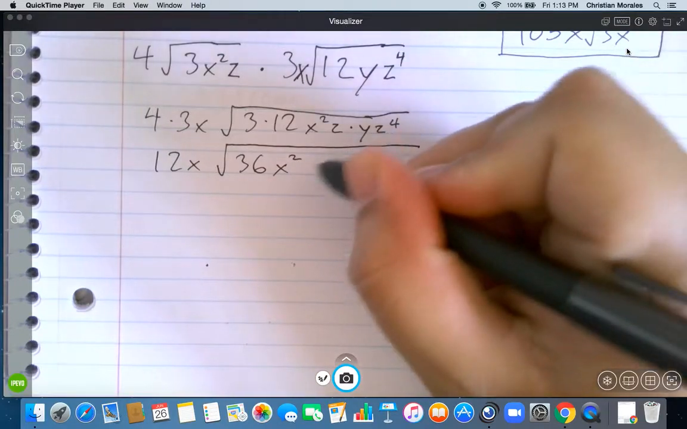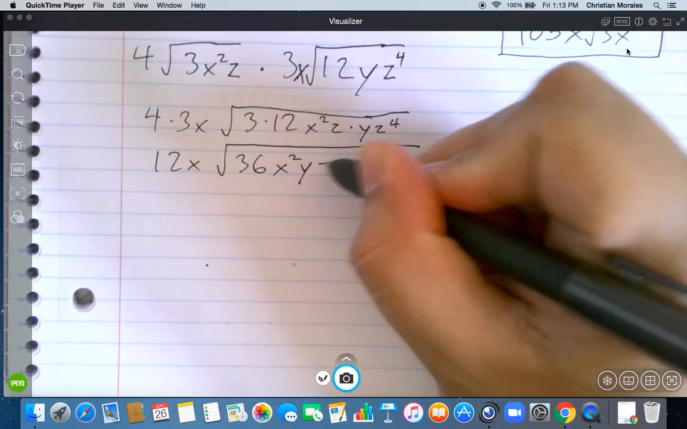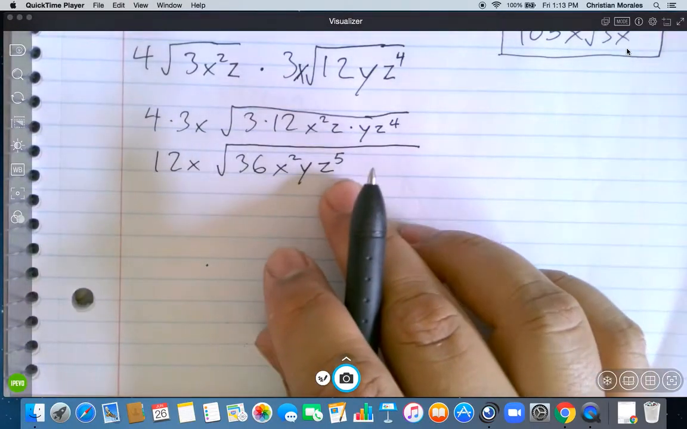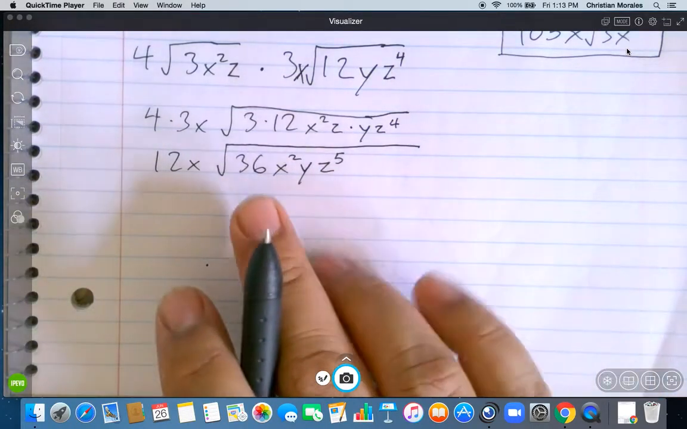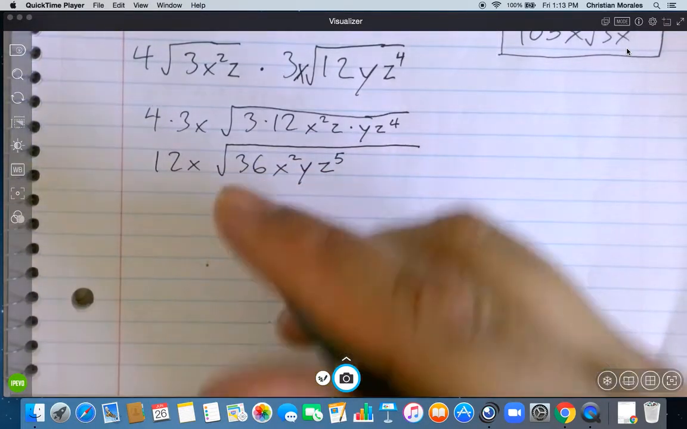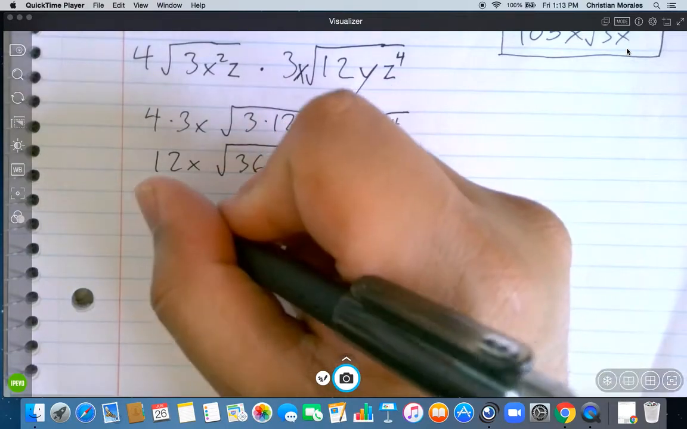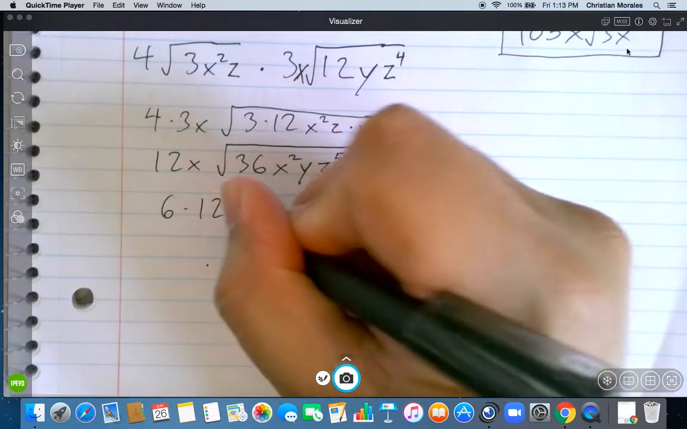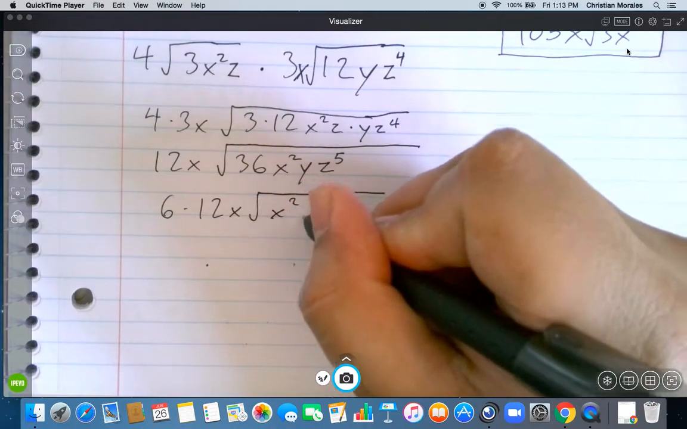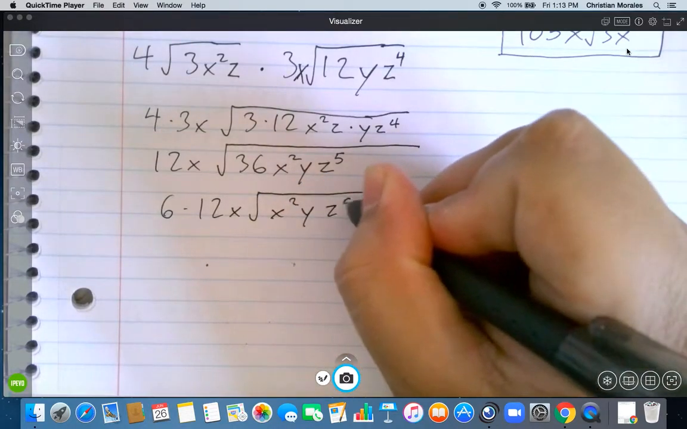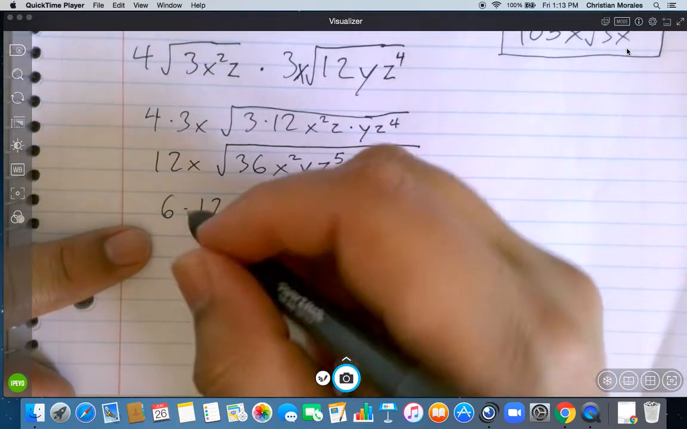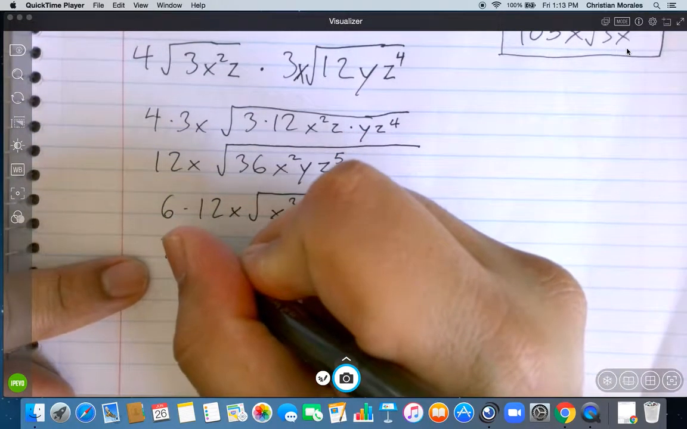Oh, but there's a y too. The y is not going to combine. The y will just be left alone. So you have a bunch of variables in here. All right, now 36. Actually, 36 has a square root. The square root of 36 is 6. So I'm going to take out the 6 to join the 12x, and we'll deal with this in a second. Right here, that would give me 72x.